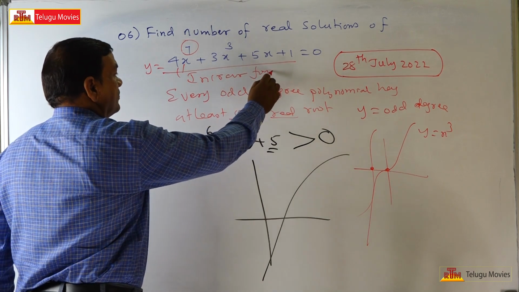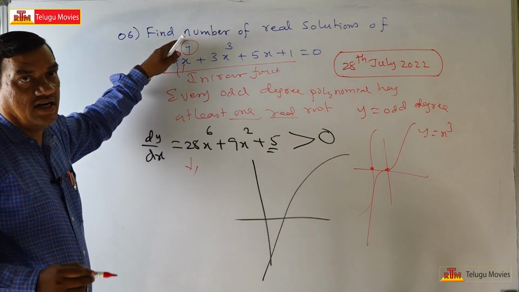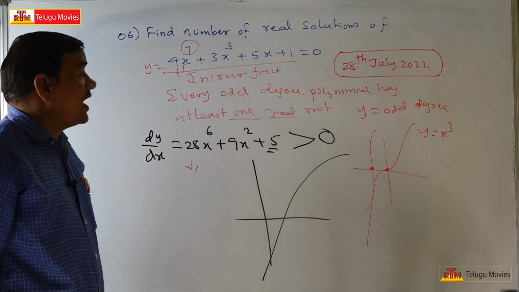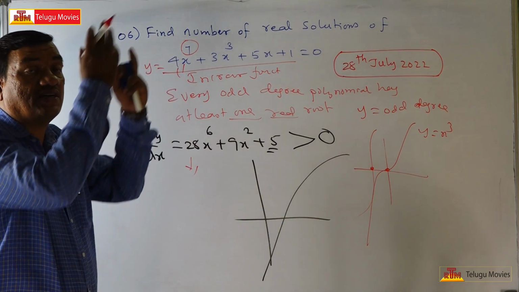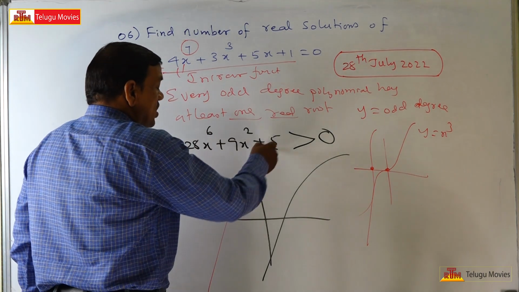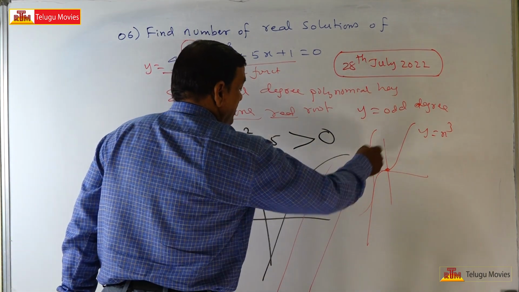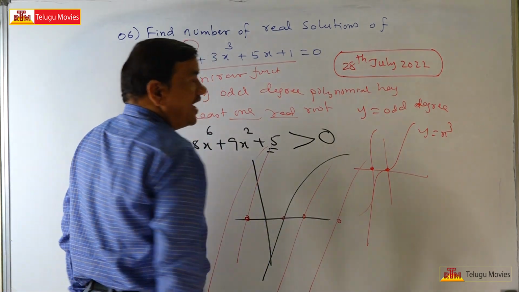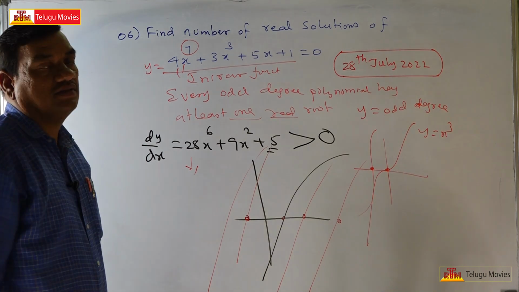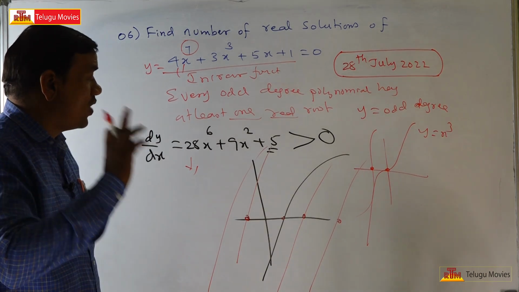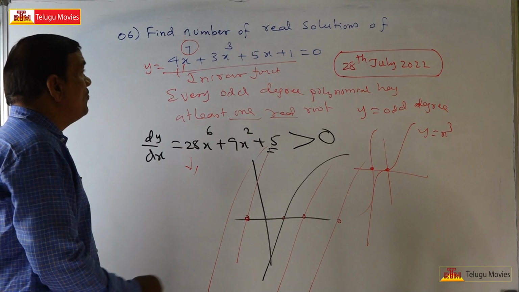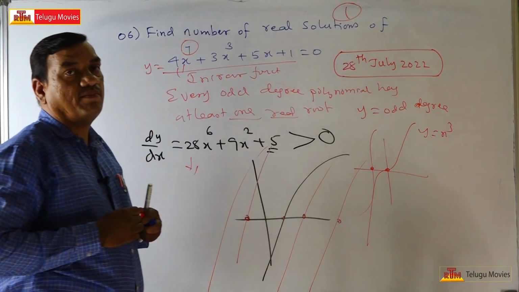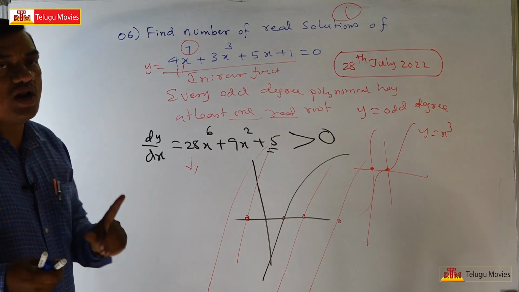First of all, it has an odd degree. It will definitely have one real root, and moreover, it is an increasing function. Means what? Wherever it starts, it is increasing, increasing, increasing. Increasing means it intersects the x-axis at one and only one point. Therefore, the number of real solutions is one only.